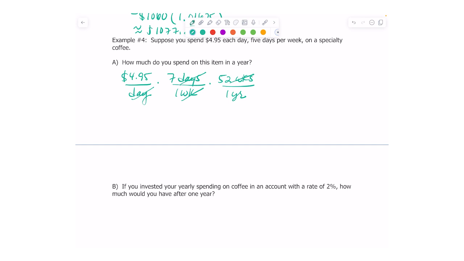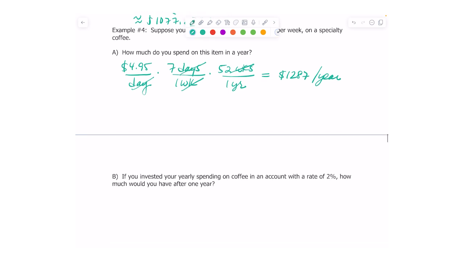So my weeks will cancel. And now I'm just going to multiply straight across on the top, 4.95 times 7 times 52. And you get $1,287 per year. So now let's say we took that amount, like you cut out coffee for an entire year.